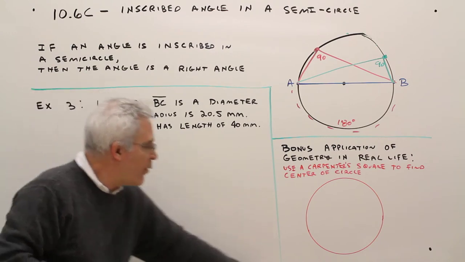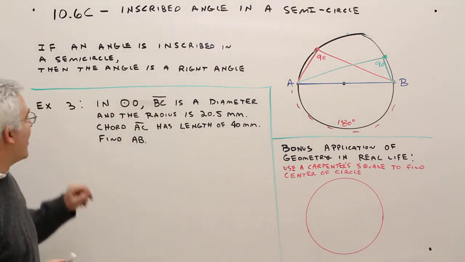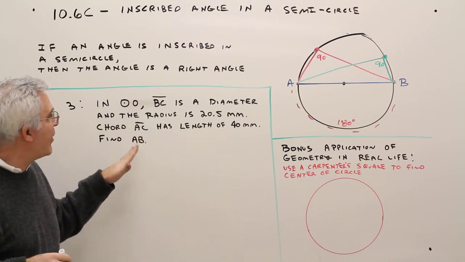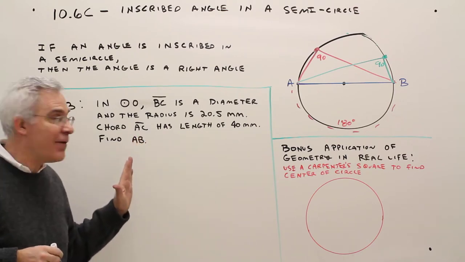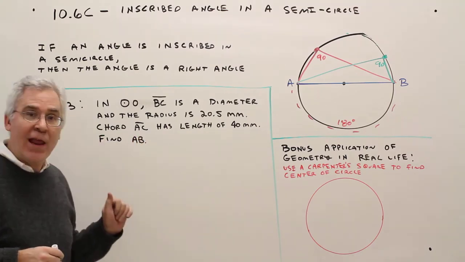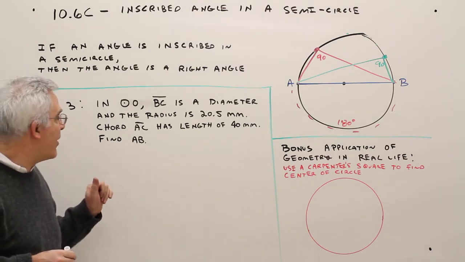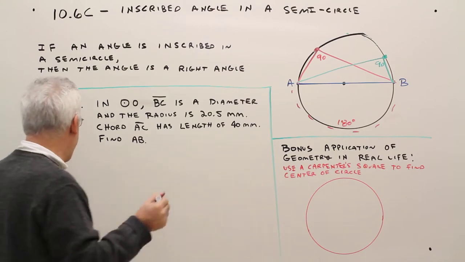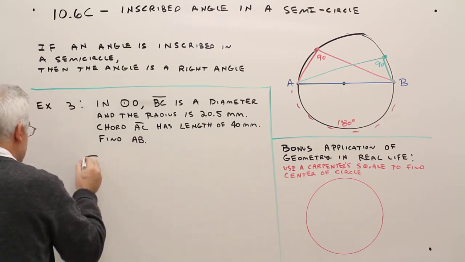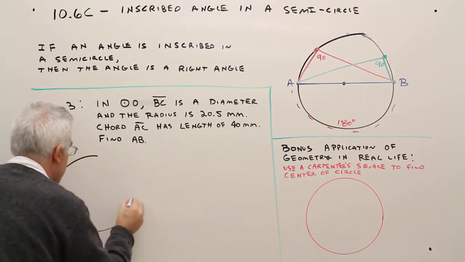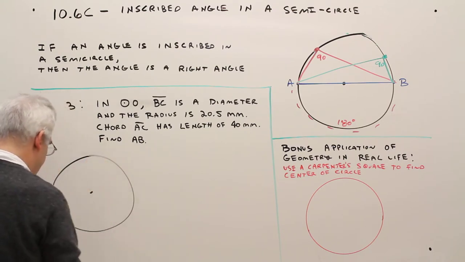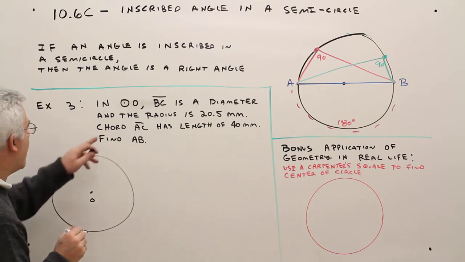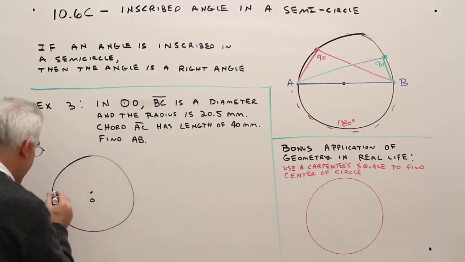Okay, let's go over example 3. In circle O, BC is a diameter and the radius is 20.5 millimeters. Chord AC has a length of 40 millimeters. Find AB. Okay, let's draw a picture. All right, not a perfect circle. So that'll be O. It says BC is a diameter.